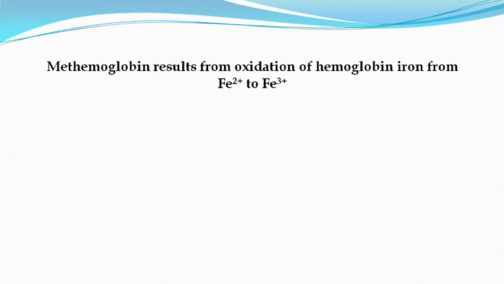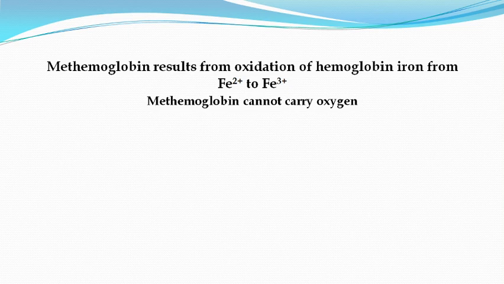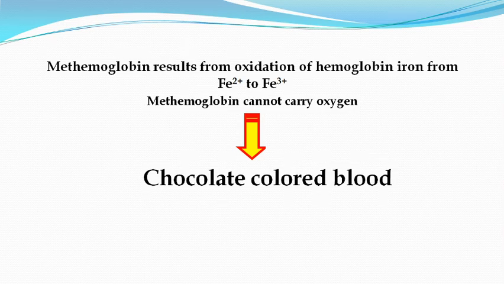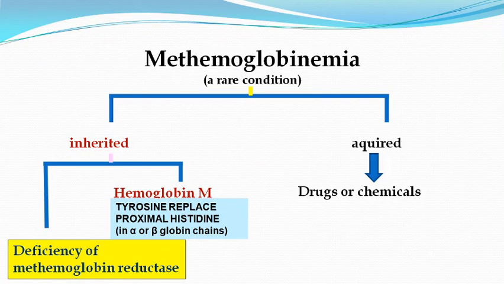So what is methemoglobin? Methemoglobin results from oxidation of hemoglobin iron from ferrous to ferric. Methemoglobin cannot carry oxygen. Methemoglobin will turn the color of the blood into chocolate-colored blood. So the conversion of the iron of heme from the ferrous to the ferric form, we call the process of methemoglobin formation.